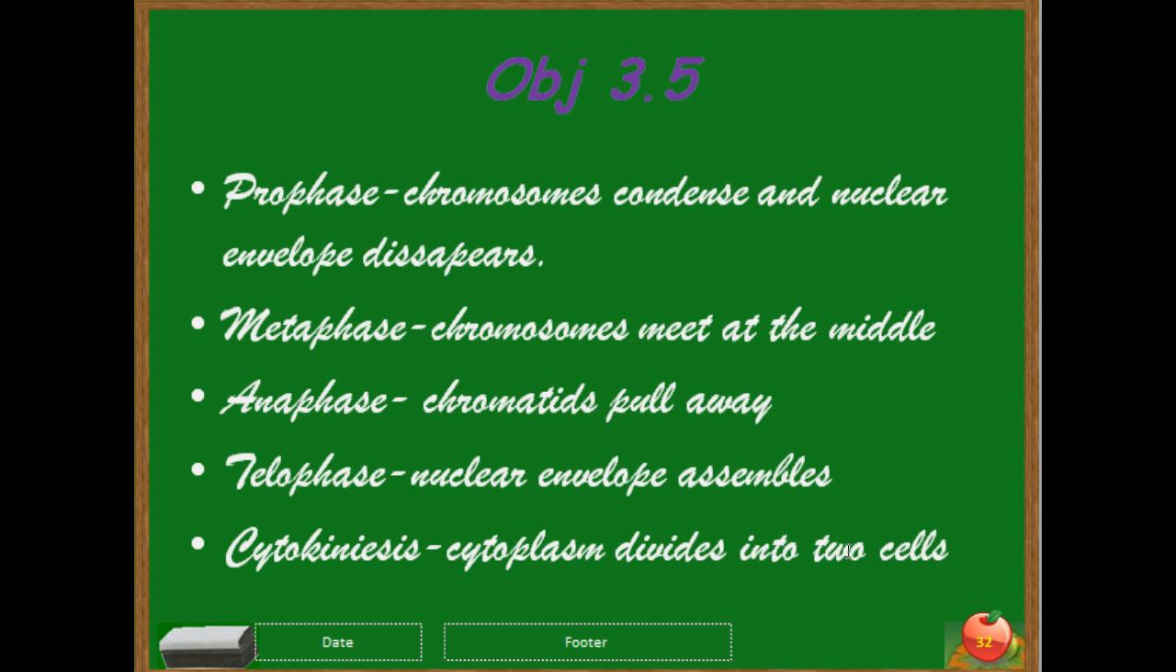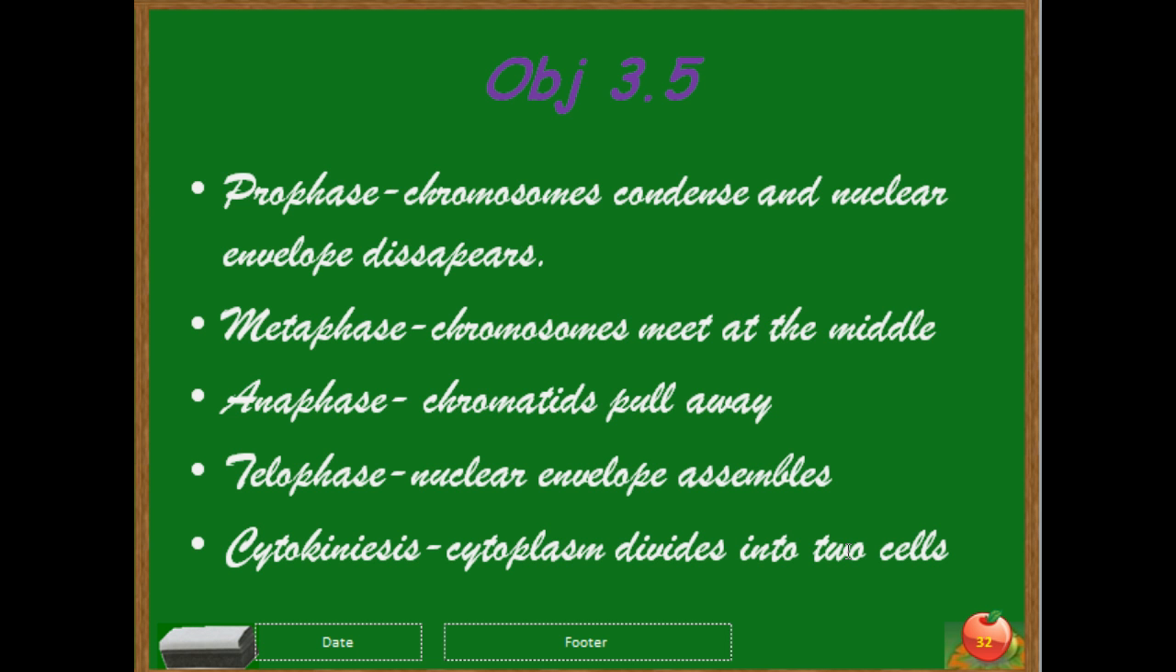Metaphase is pretty easy. Chromosomes will meet at the middle. If you think about the equator on the globe, you'll see them come to the equatorial line. Anaphase is when your chromatids will start to pull away. I'll call them anaphase anti because they're going to go against each other, so they're going to be separated.